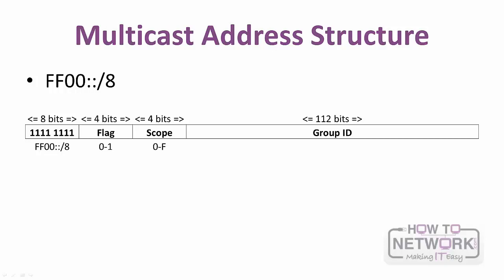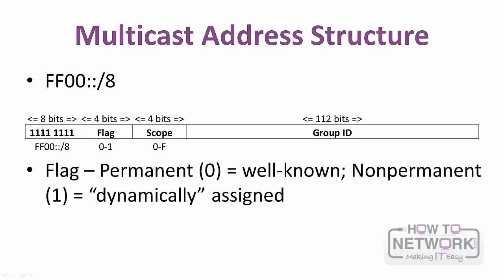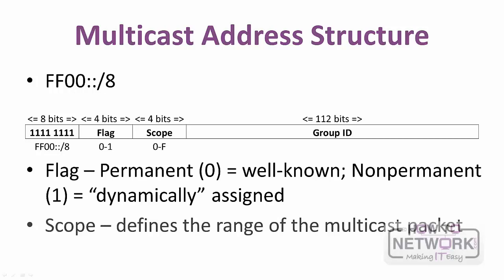The flag field indicates the type of multicast address. The two types of multicast addresses are permanent, 0, which are well-known multicast addresses, and non-permanent, 1, which are transient or dynamically assigned multicast addresses. Scope is a 4-bit field used to define the range of a multicast packet, which allows routers to immediately determine how broadly to propagate it, from interface local to global scope.